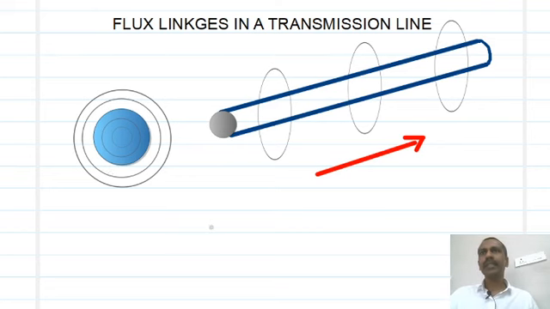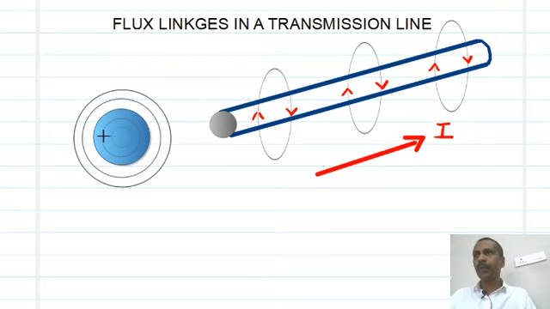Now consider this current carrying conductor. Suppose a current of I ampere is flowing through this conductor, and throughout the length of the conductor magnetic flux lines will be produced. These are the flux lines produced by the current carrying conductor. Now we look at the cross section of the conductor. This bluish circle represents the cross section. Actually, the flux lines will be produced both inside and outside the conductor.